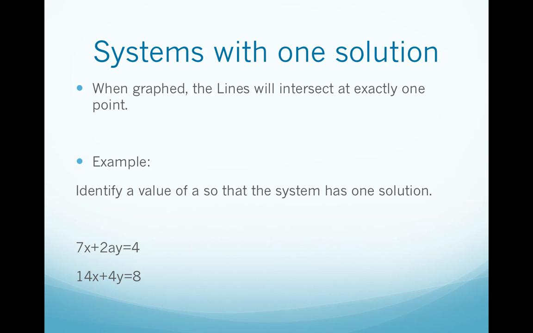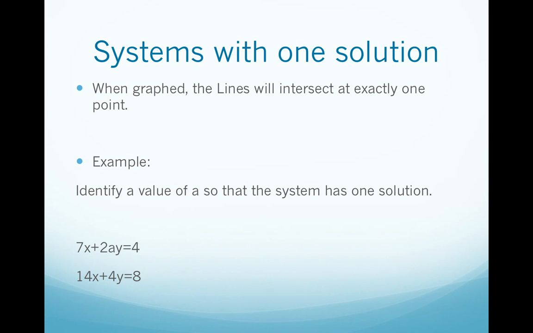There are some special cases. So we have no solutions and infinitely many solutions, and we'll talk about that in just a minute. But systems with one solution are going to intersect at exactly one point. That means that we're able to solve for x and we're able to solve for y.